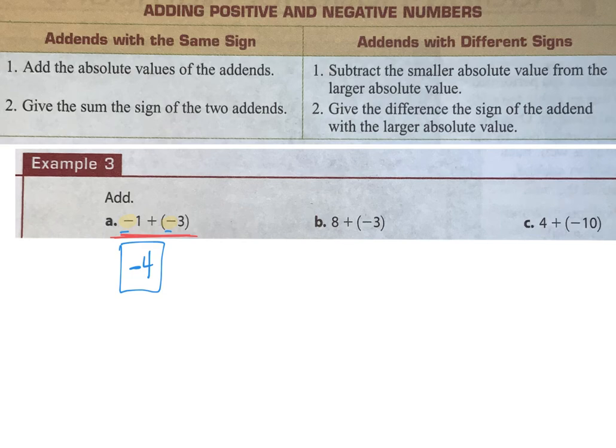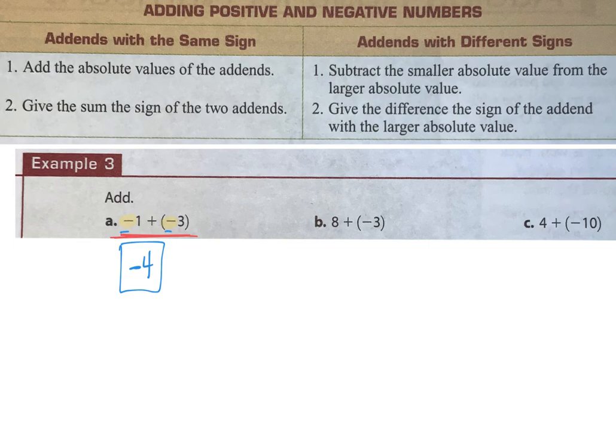Now let's look at when you have different signs. This is what throws people off. Ignore the signs. Subtract the smaller from the larger, okay? It doesn't matter what order it's in, if it's addition, all right? Subtract the smaller from the larger, and then you are going to give your answer the sign of the larger absolute value, all right?